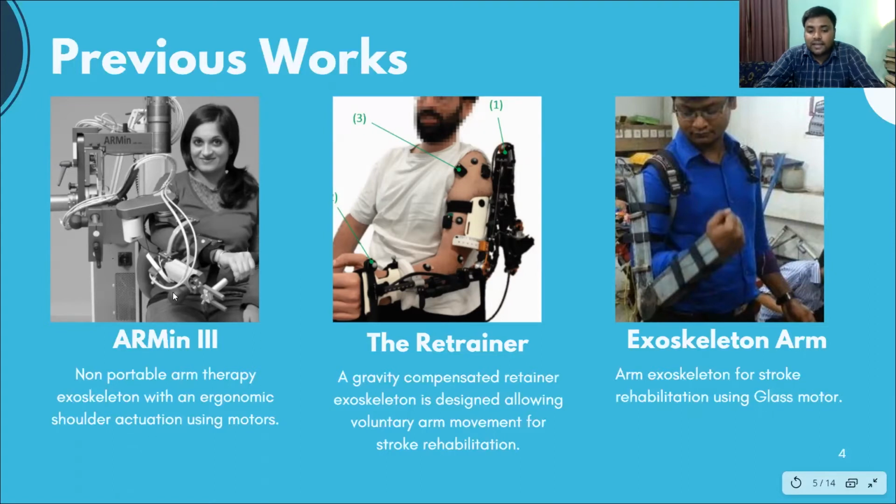A gravity compensated exoskeleton is designed, allowing voluntary arm movement for stroke rehabilitation. And the third one is an arm exoskeleton for stroke rehabilitation using geared motors. Here you can see on the left side, the first one is not portable, uses heavy motors, and seems quite expensive. The second one is reliable, but it is only for forearm movement. You can't take a heavy weight using this device. And the third one is the same, which uses geared motors, which are quite heavy and not so reliable.